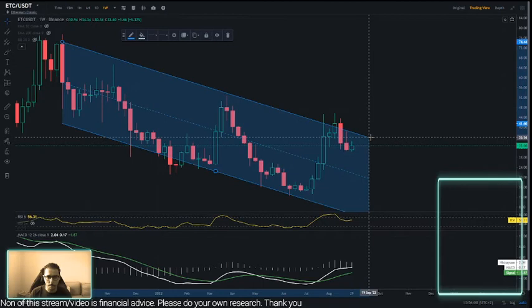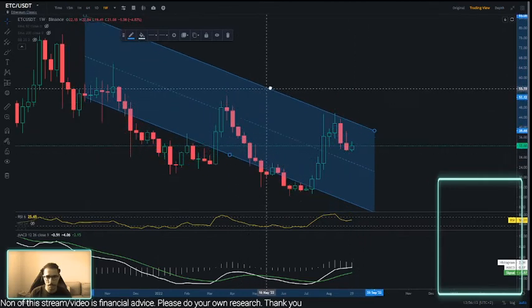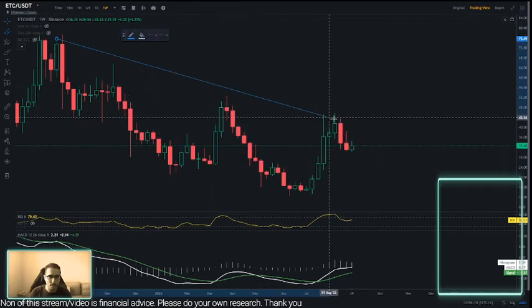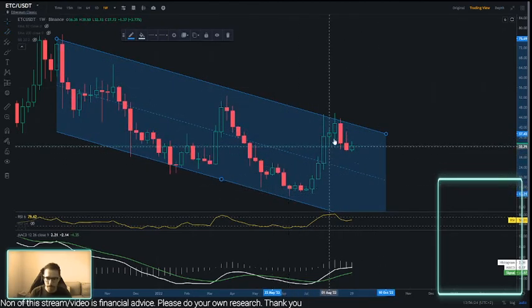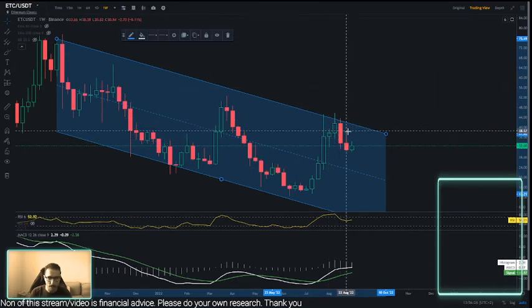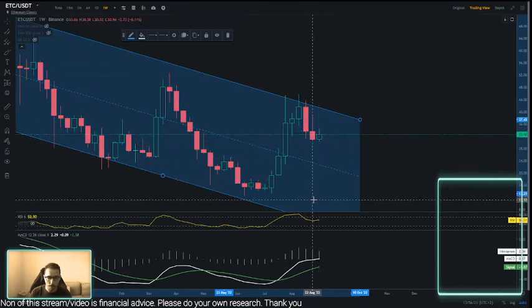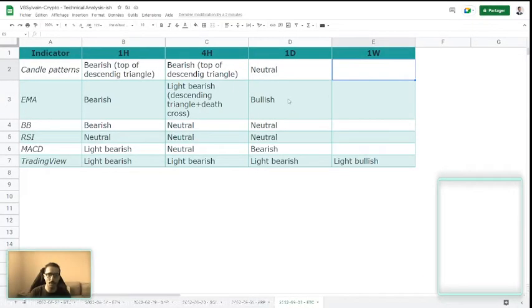We have a bigger, no, not this one, I'm not trying to move this one. No? Okay. Let's do it again. Sorry guys, not very comfortable yet with the drawing tools. Here we go. So we topped here. We are still in green territory for this week. I would suggest this is a light bearish thing that's gonna happen. So let's go light bearish. Top of descending channel.